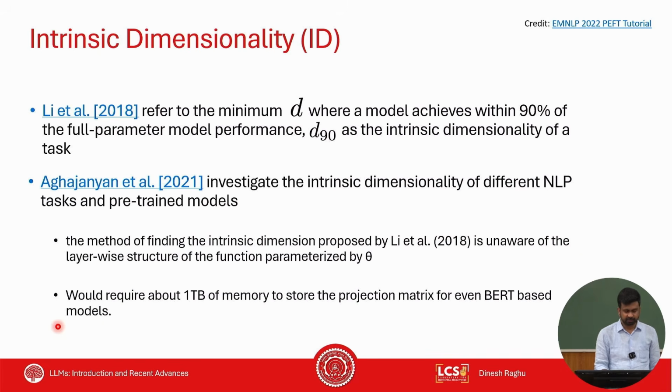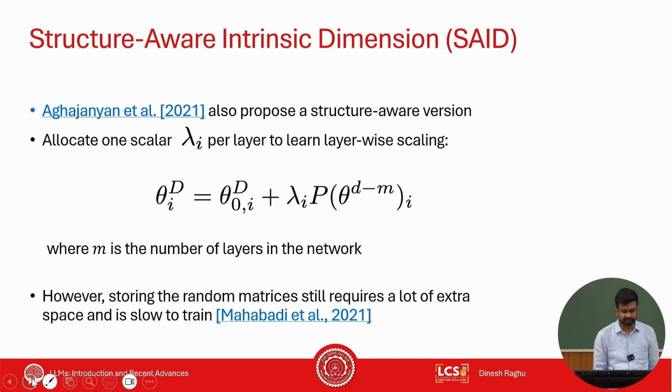The reason why they thought in that direction is because it was almost impossible to measure intrinsic dimensionality for LLMs. Why? Because let's say you want to do it for BERT, you need 1 terabyte of memory, because of how you do the computation and how you factorize the capital P matrix. Even if you use the best implementation possible, you still end up requiring a lot of memory. So they were not even able to figure out how to use it. That's when they came up with this structure-aware technique.